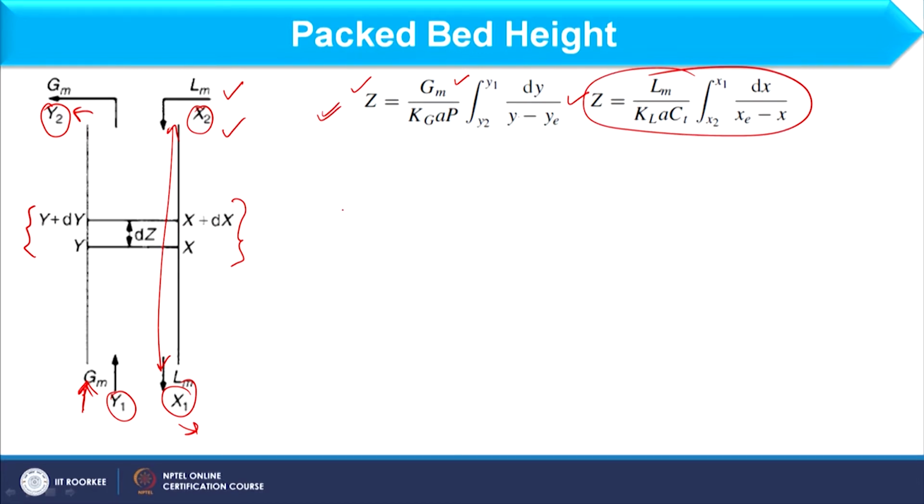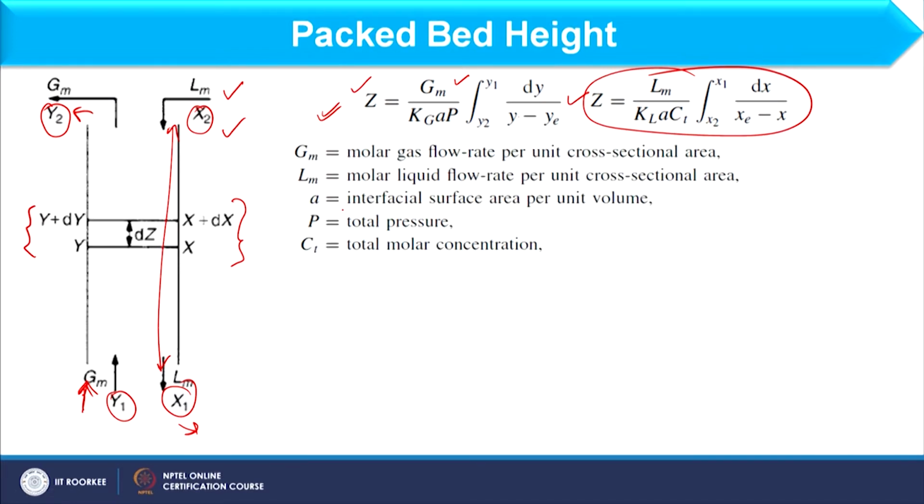Here we have different parameters such as Gm, which is the molar gas flow rate per unit cross-sectional area, and Lm, the molar liquid flow rate per unit cross-sectional area. a is the interfacial area, and it will depend on the type of packing, P is the total pressure, and Ct is the total molar concentration, right.